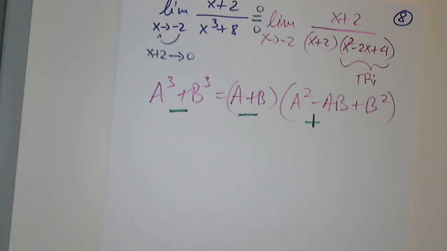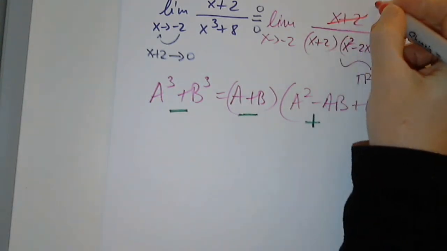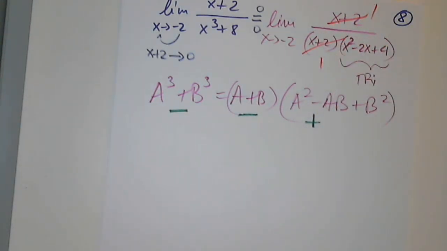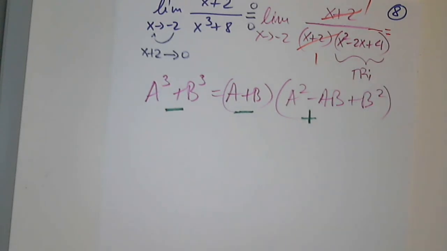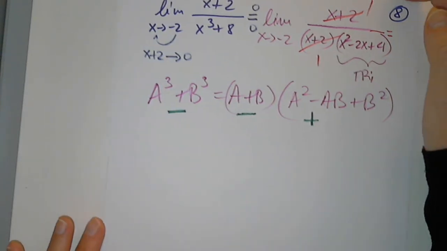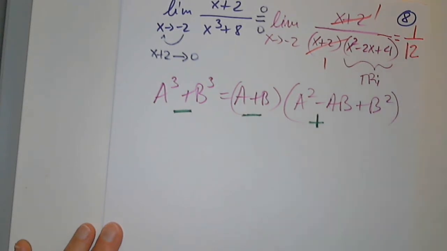Okay, and now I'm happy for what I see. What do I see? Well, I see this. Now at this point I can drop the limit operator once you tell me the final answer. And the final answer is 4 plus 4 plus 4. 12. Exactly. But it's 1 over 12.